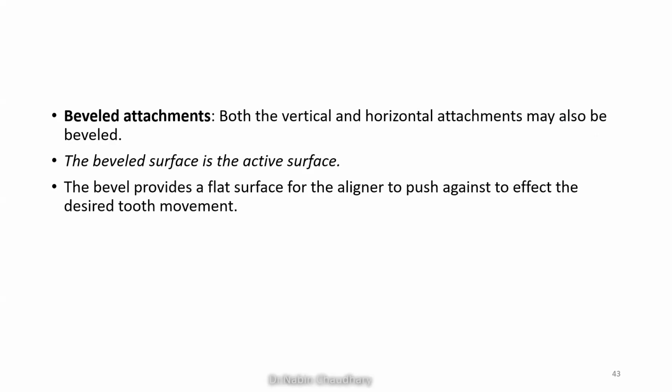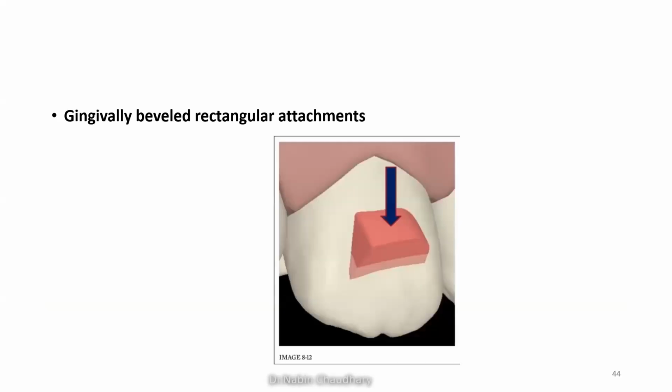There is the beveled conventional attachment, and the bevel can be placed on both the vertical and the horizontal attachments. The bevel is generally the active surface to which the push force is applied, and this bevel provides a flat surface for the aligner to push against to effect the desired tooth movement. And the bevel can be placed on the gingival or the occlusal surface.